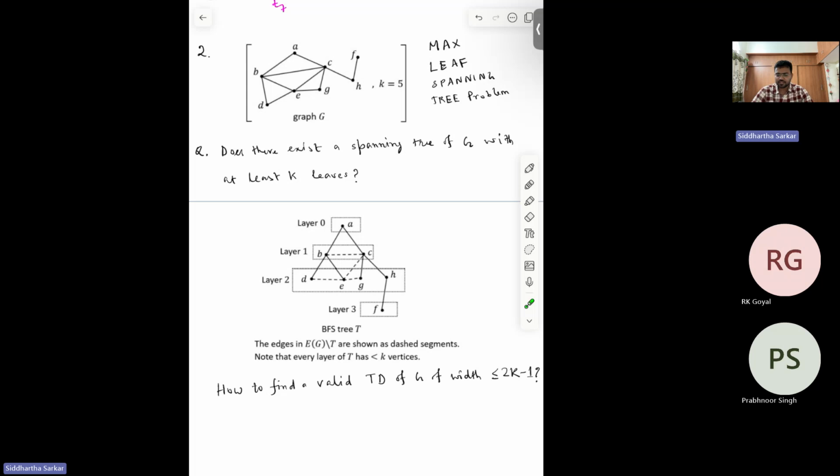So how this was, if you considered C to be the root of the BFS tree, then you will end up having A, B, E, G, and H, 5 vertices in layer 2. But they want to avoid 5. So of course, there's no question of taking a vertex whose degree is already 5. So they started with A.